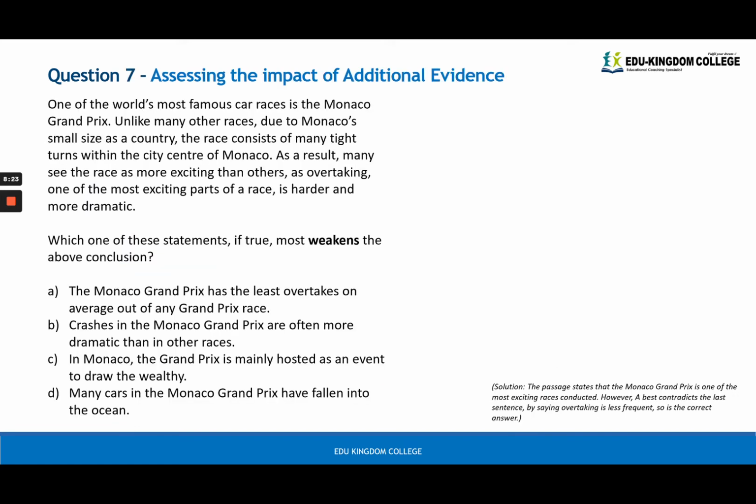Number 7. So let's highlight. One of the world's most famous car races is the Monaco Grand Prix. The race contains many tight turns within the center of the city of Monaco. As a result, many see the race as more exciting than others, as overtaking, one of the most exciting parts of the race, is harder and more dramatic. So basically, we're saying that the Monaco Grand Prix is the most exciting race because the overtaking is the most exciting part of the race and it's more hard and more dramatic because of the size of Monaco.